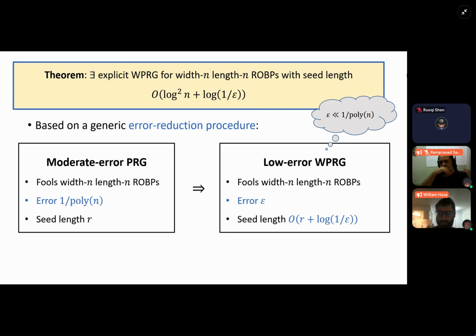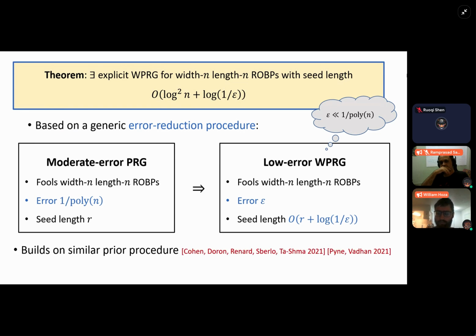Okay, and this error reduction procedure is based on some very recent prior work where they developed a similar error reduction procedure. This was by Cohen, Doron, Renard, Sberlo, and Ta-Shma, and then independently by Pyne and Vadhan. And our error reduction procedure is extremely similar to theirs. It builds very much on their work. It just has one little twist. And that little twist is that at one point in the construction, we use something called a randomness efficient sampler. And that little twist lets us get rid of this last log factor.